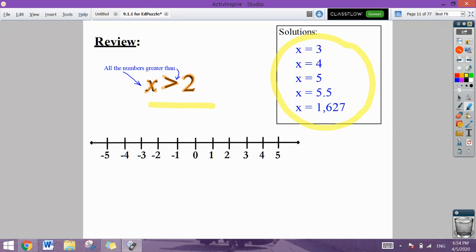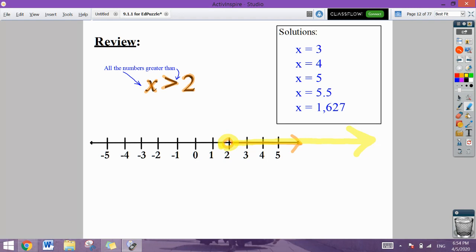So remember, it's all the numbers greater than 2. That means we're not going to include 2 as a solution because 2 is not greater than 2. So we're going to put an open circle at 2, like that. See the open circle? And I'm going to highlight all of the solutions. So that means 2.1 is a solution, 2.5, 2.6, 3, 4, 5, 6, 7, 8, 9, 10, 1,627, all the way to infinity. Any number greater than 2 is a solution to our inequality. Cool?